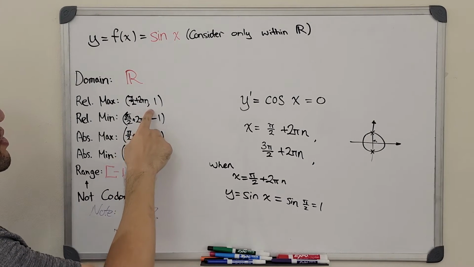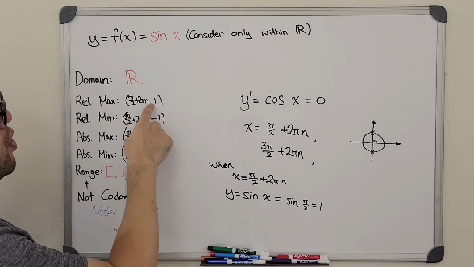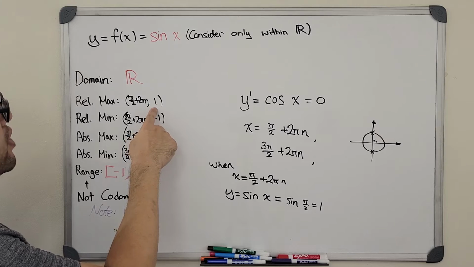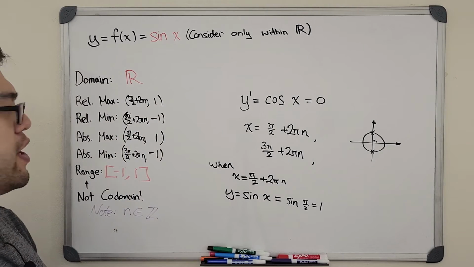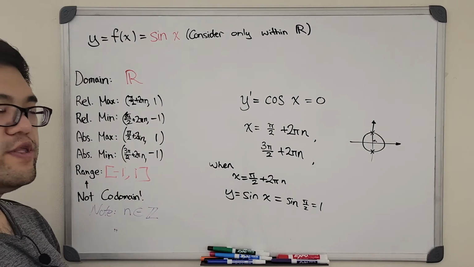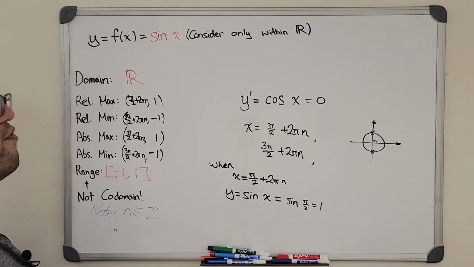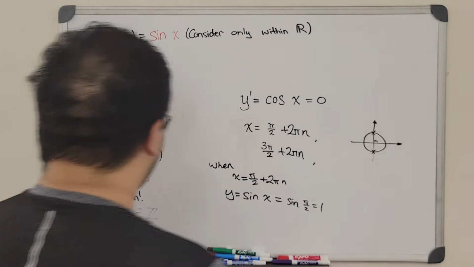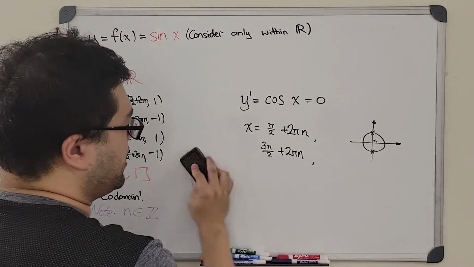So we can conclude that when we have y equals positive 1, that will give us the relative maximum, and when y is equal to negative 1, that point will definitely be the relative minimum. Good. So we found all the values and all the answers.